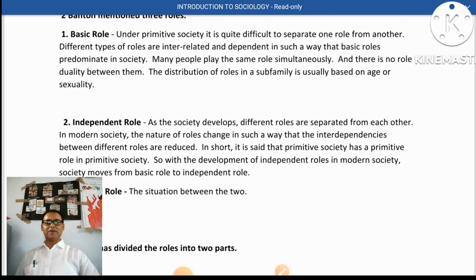Basic role: under primitive society, it is quite difficult to separate one role from another. Different types of roles are interrelated and dependent in such a way that basic role predominates in society. Many people play the same role simultaneously and there is no role duality between them. The distribution of role in a subfamily is usually based on age or sexuality.